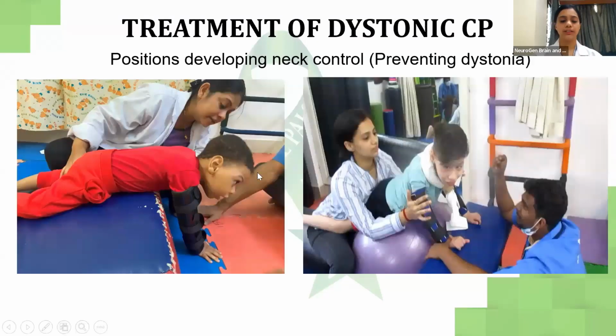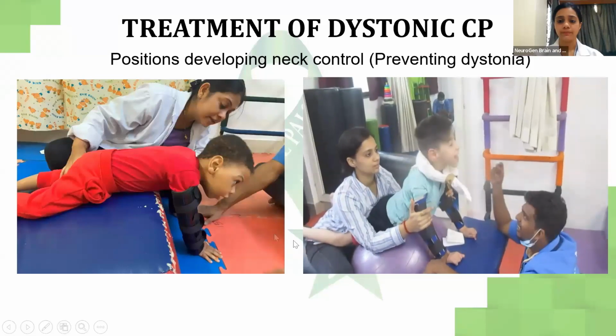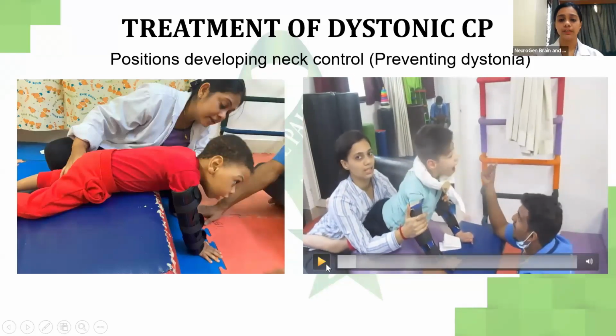All this was the treatment for spasticity. Now, moving on to the dystonic type, the dyskinetic and dystonic type of cerebral palsy. There are certain positions which we have to give the child to prevent dystonia. Whatever therapy you give, the dystonia needs to be prevented. Never promote dystonia.